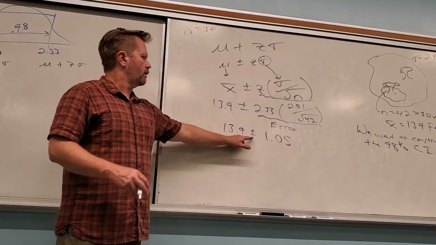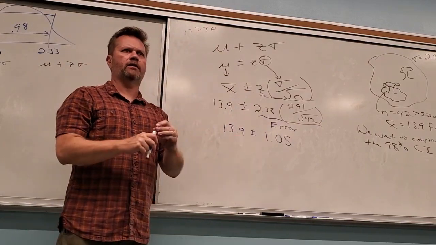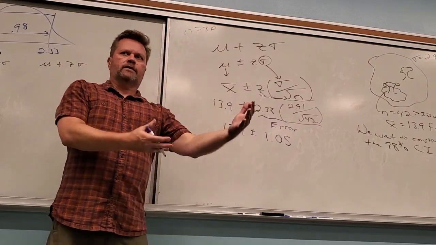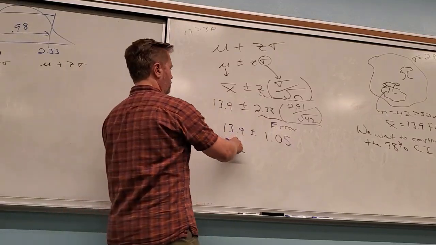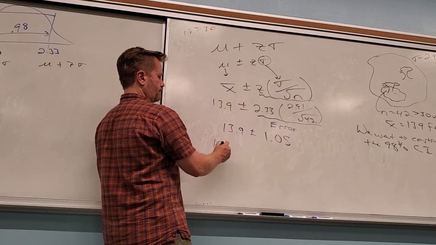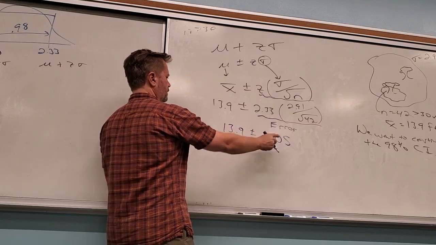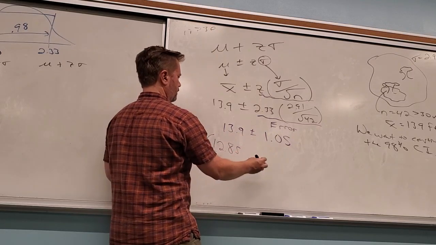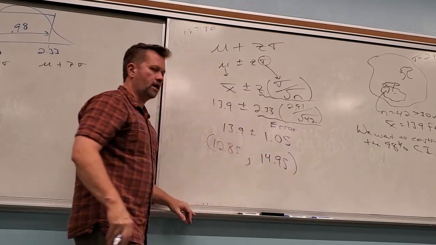And how do you do this? I'll never forget this semester somebody came up to me and said, "Where's my plus or minus button on my calculator?" So obviously you subtract and then you add, right? So what's 13.9 minus 1.05? 12.85. And what's 13.9 plus 1.05? 14.95. Yeah.